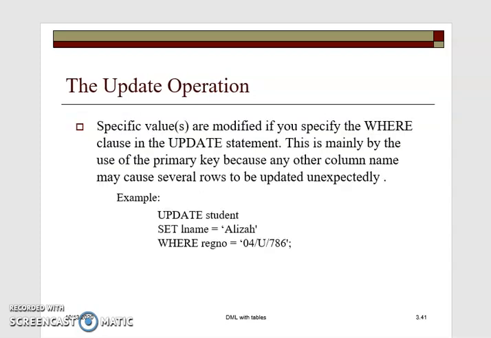For example, if you look at this, it's saying update student, set last name as Aliza, where, because we need to know. If you just say update student, set last name equal to Aliza, it is going to update all the last names. Everyone is going to be called Aliza. So you need to specify which row you want the name Aliza to go to. That is why we're saying where the registration number is that. So once you run that statement, it will affect that registration number.